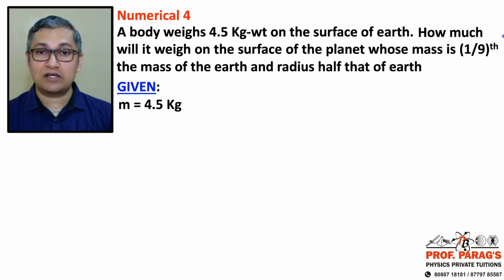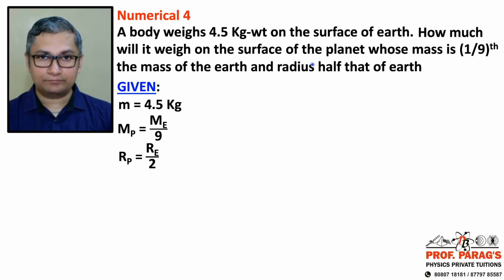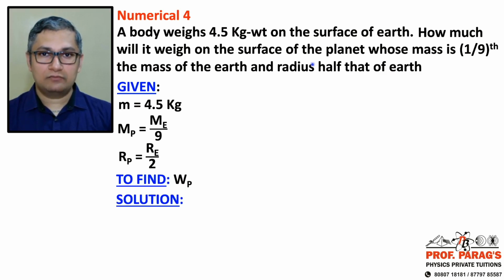and radius is half? So again, very similar information to the previous question, so we can understand it's again almost a ratio question. So Mp is Me by 9. Mass of planet is 1/9 of Earth, so Me by 9, and radius is half, so Rp is Re by 2. So mass is 1/9, radius is half. We need to find out the weight W, so we will have to multiply by small g, mg, right? So how do we get that?